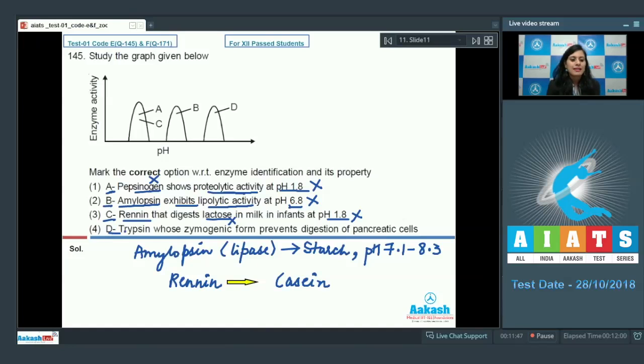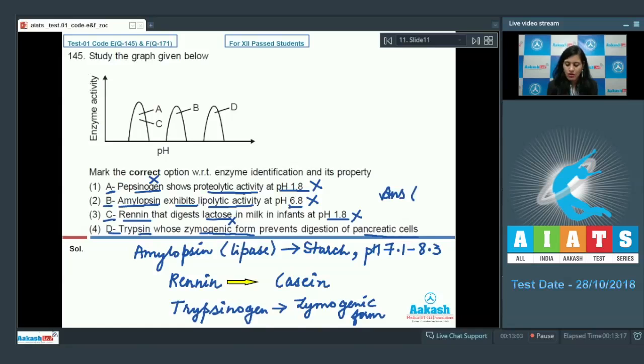Option number 4 is D, that is trypsin, whose zymogenic form prevents digestion of pancreatic cells. And by zymogenic form, we mean its inactive form. So this trypsin is present in its inactive form, which is trypsinogen. This is a zymogenic form of trypsin. And in its inactive form, it will prevent the autocatalysis of pancreatic cells. So the correct answer for this question is option number 4. Let's discuss our next question.